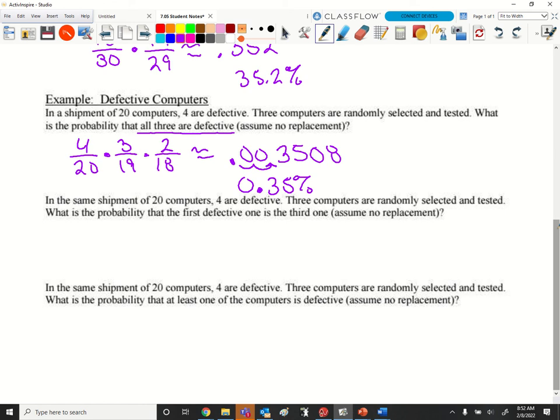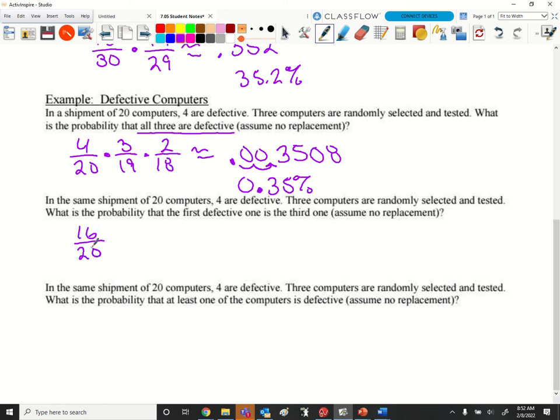What do I want the first one to be? Not defective. So what would my number for not defective be? 16 out of 20. So that's what I want. So I want my third one to be defective, not my first one. So it's 16 out of 20.